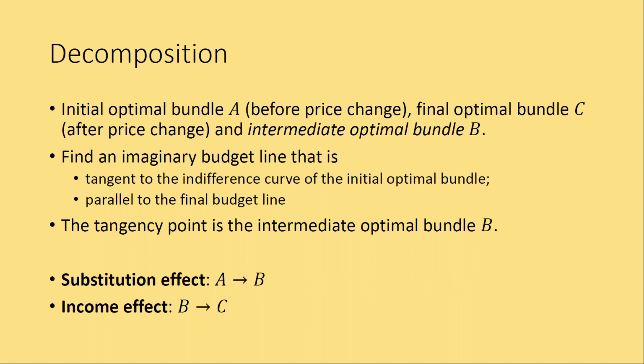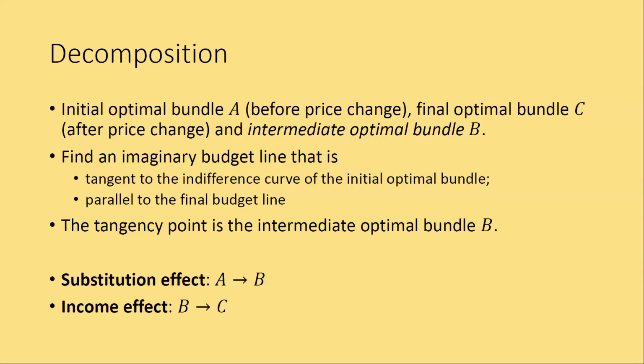And we are going to define another term, the intermediate optimal bundle. We call it point B. And I'm going to say how we can find point B. To find point B, we are going to draw an imaginary budget line, or intermediate budget line. And this budget line has the following two features. First of all, this budget line is tangent to the indifference curve of the initial optimal bundle.